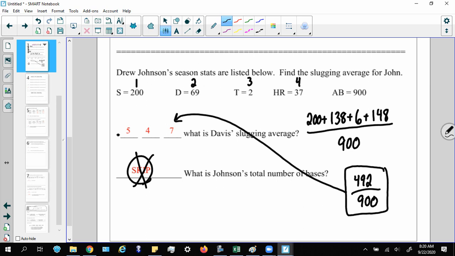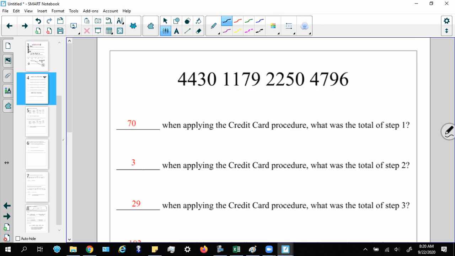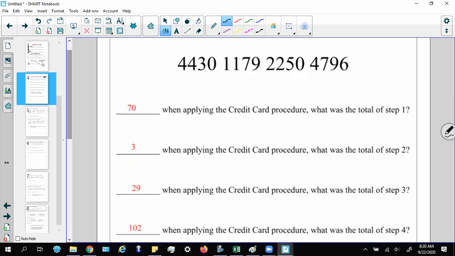All right. Next question. Now we're dealing with a credit card. So let's do this. Starting with the first number, 4, 3, skipping every one, just like the UPC. Continuing. Remember, I'm going to add all those numbers up. So step one, add all those numbers up. I get 35.